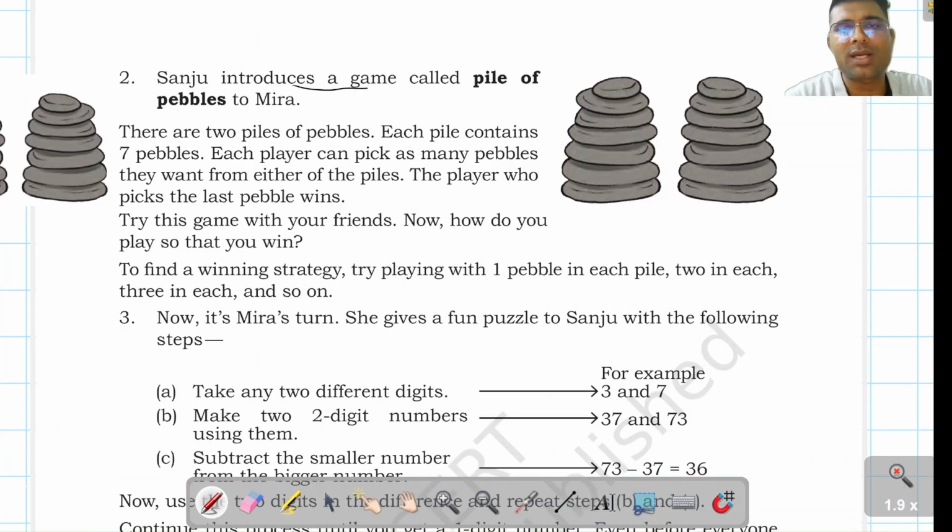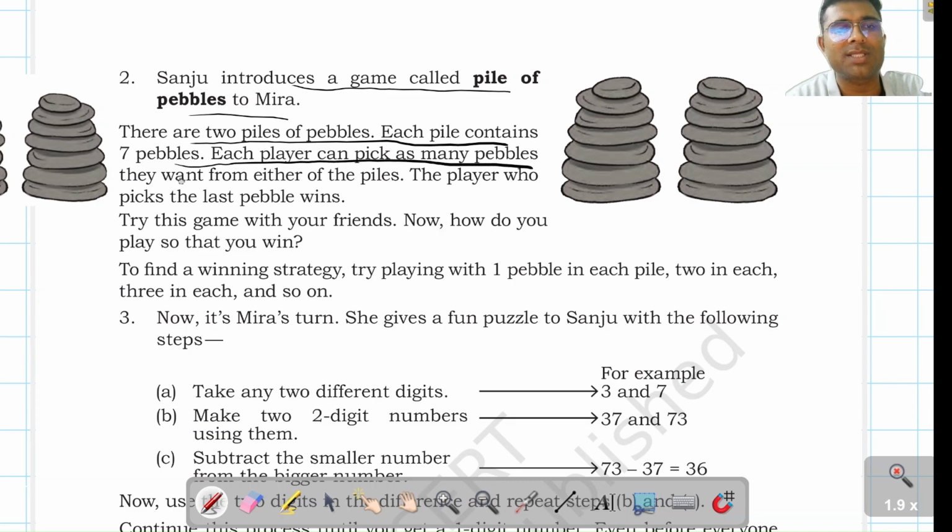Sanju introduces a game called Pile of Pebbles to Mira. There are 2 piles of pebbles. Each pile contains 7 pebbles. Each player can pick as many pebbles as they want from either of the piles. The player who picks the last pebble wins. Try this game with your friends.